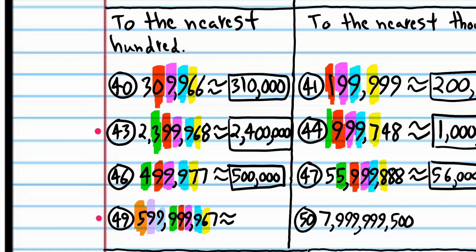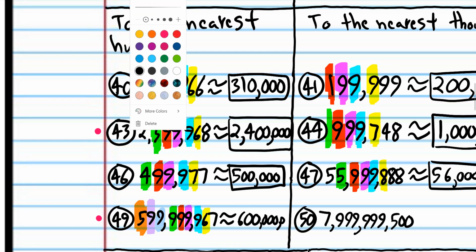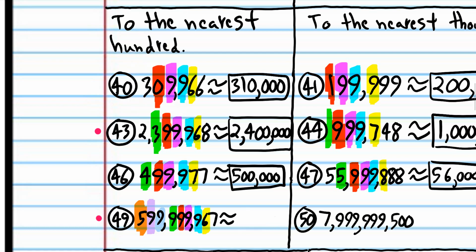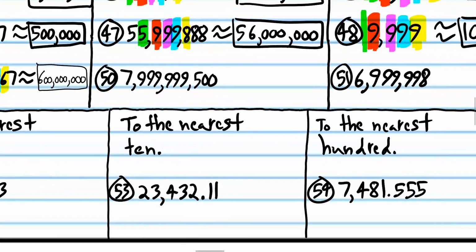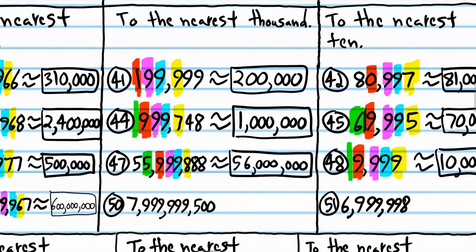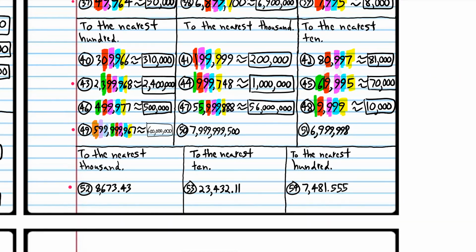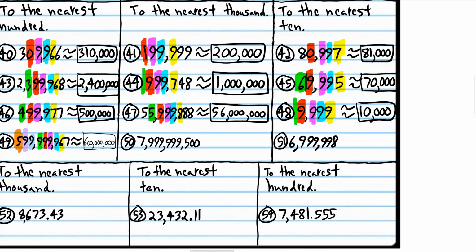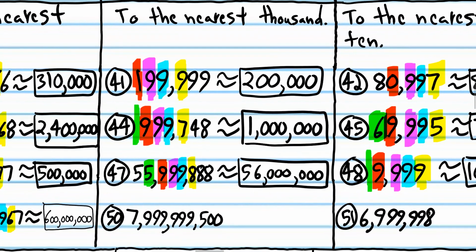So I think you got the point here. I don't really need to keep explaining the same principle. So that'll be 600 million. I think you've got the point, but just to be sure, let's do some more problems here. Now to the nearest 1,000. Why don't you try number 50, and when you come back, we'll do it together.